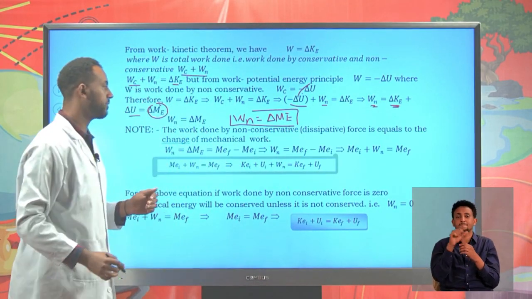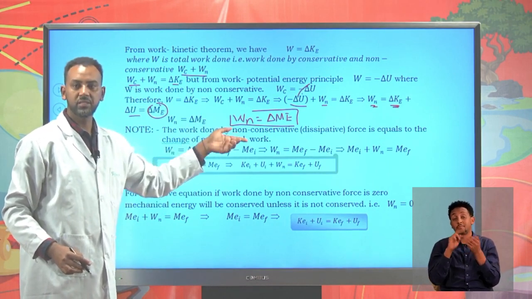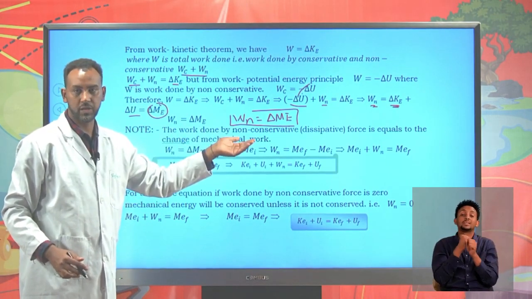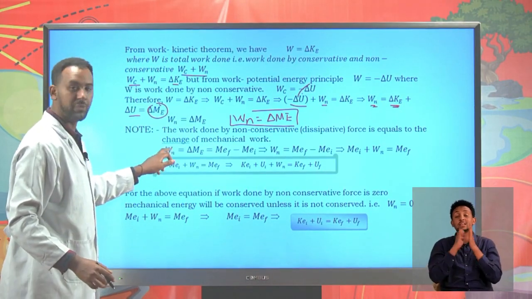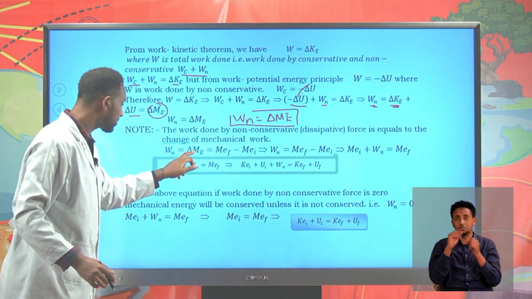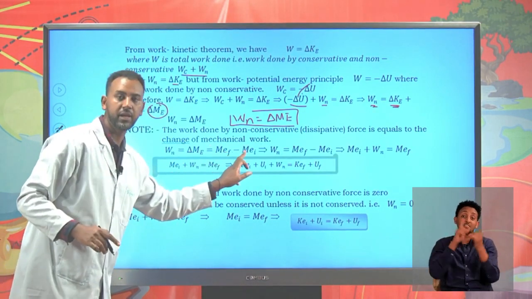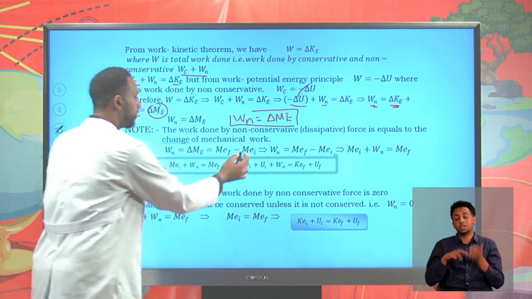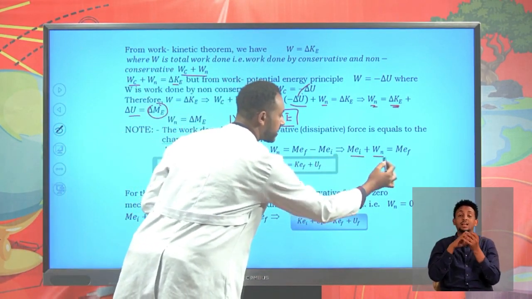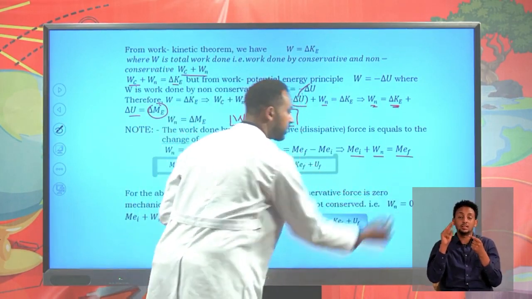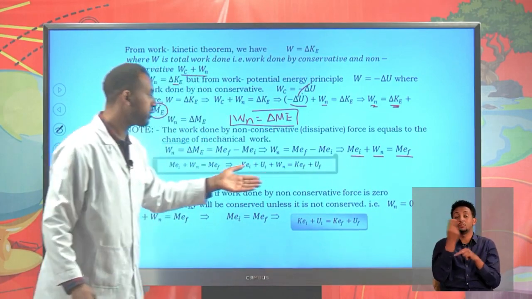This is the other very important equation. Work done by non-conservative force means work done by dissipative force, work done by frictional force, and the like. So, for example, work done by non-conservative force is equal to the change of mechanical energy: mechanical energy final minus mechanical energy initial. If you transfer this to this side, you have mechanical energy initial plus work done by non-conservative force is equal to mechanical energy final. Okay? This is a very important equation.